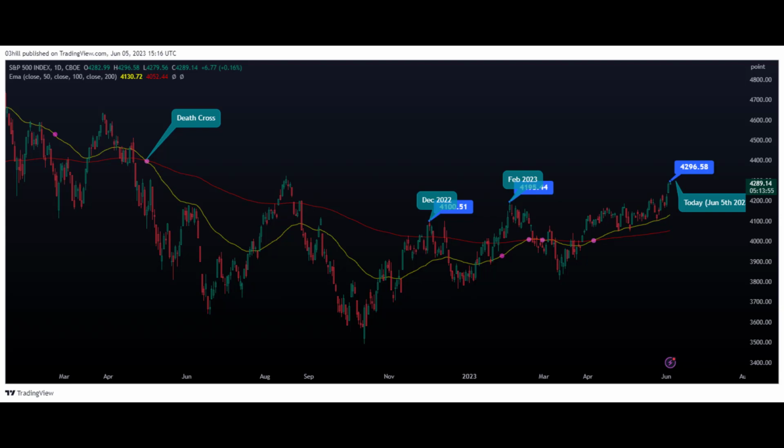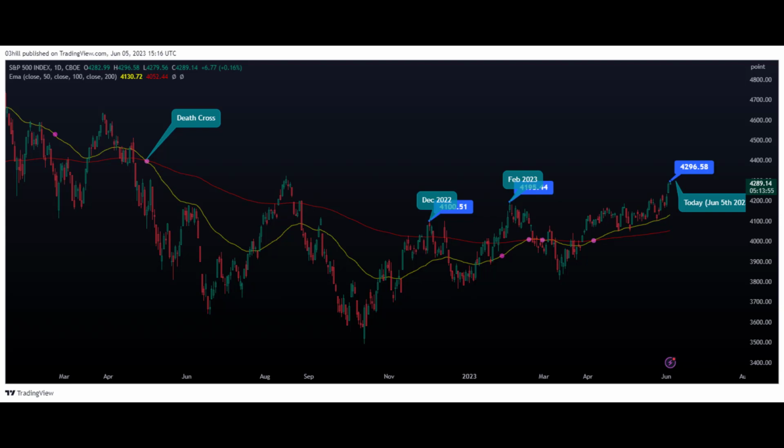Technical indicators. Now, let's discuss some commonly used technical indicators that can provide further insights into the S&P 500 index. We'll explore indicators such as moving averages, relative strength index (RSI), and MACD (moving average convergence divergence), among others. In May 2022, a death cross occurred in the S&P 500 index.